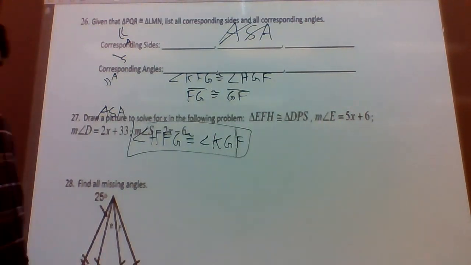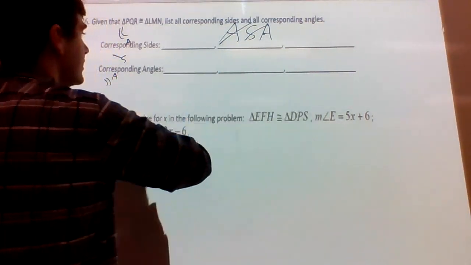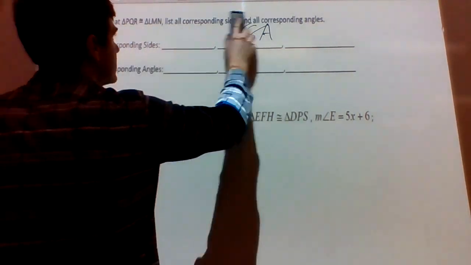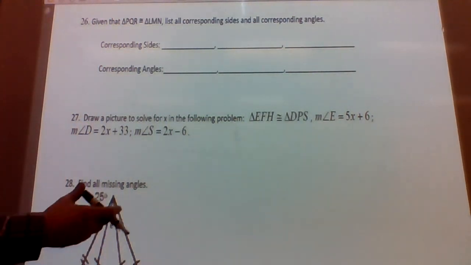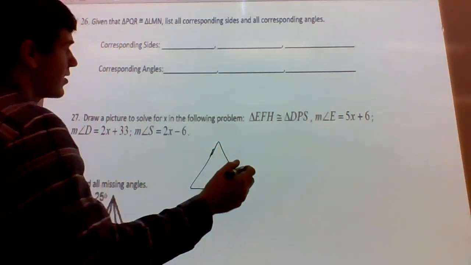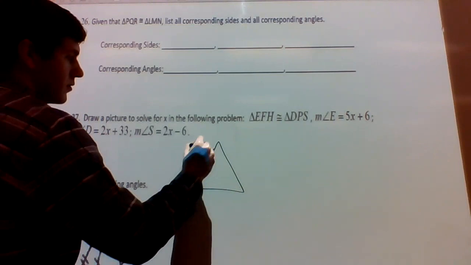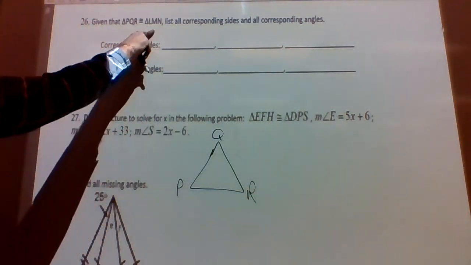Had a question like this on the test. Okay. So you are given that PQR is congruent to LMN. Okay. The corresponding sides. So again, if we need to, we can draw it out. We don't necessarily need to, but we can draw it out. PQR and then LMN.